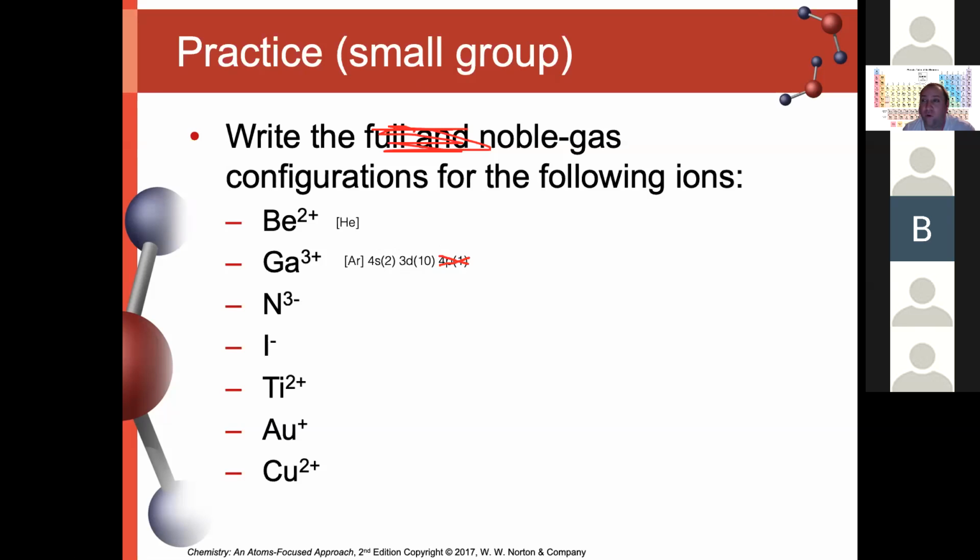Okay, 4th energy level is larger than the 3rd energy level. So the 4th energy level is what we're going to use. So 4s, those 2 electrons go away as well. There's my 3 electrons that I lost. So the configuration for the ion would be argon 3d10.